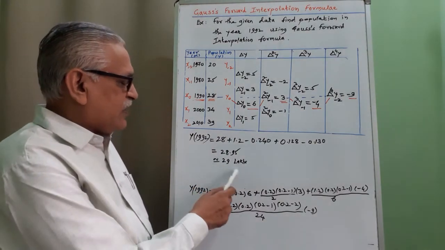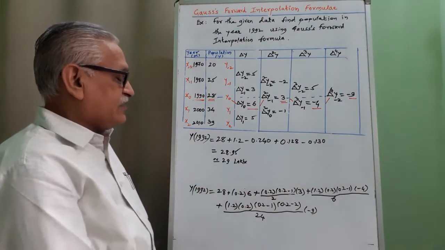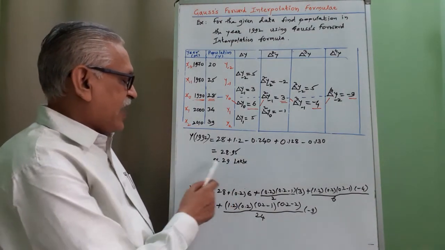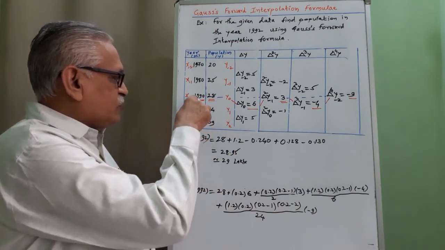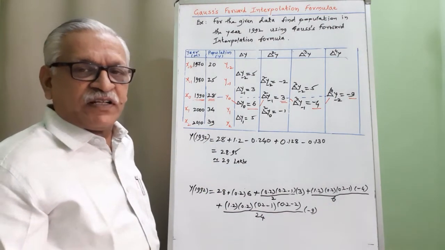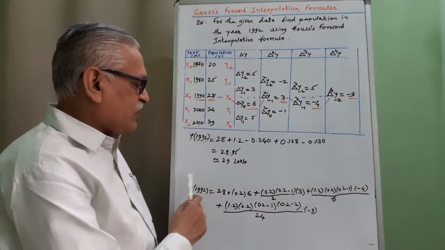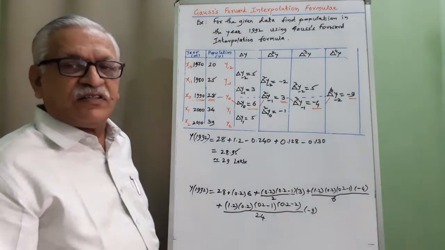And approximately that value we can round off to 29 lakhs. Therefore, the population in the year 1992, which is in the center of the table or middle of the table, by Gauss's forward interpolation formula, we get that value as 29 lakhs.